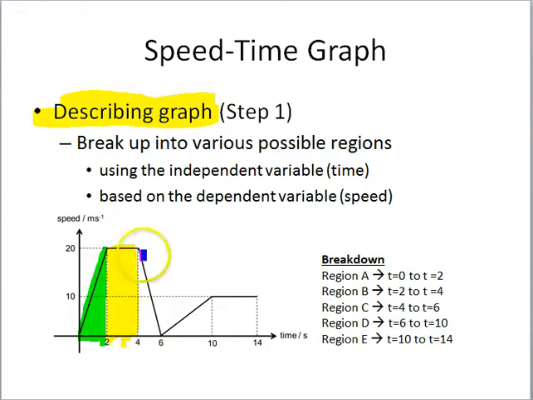Next one, after 4 seconds, you can see the speed goes down. So this forms the third region. And after that, from 6 to 10, you can see the speed increases again. So this forms the next. And lastly, you can see the speed remains constant here. So this is the last segment. So the breakdown will be 0 to 2, 2 to 4, 4 to 6, 6 to 10, and 10 to 14. So we can mark this as region A, B, C, D, E.